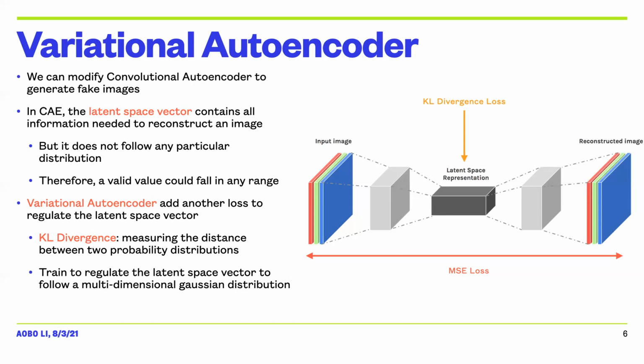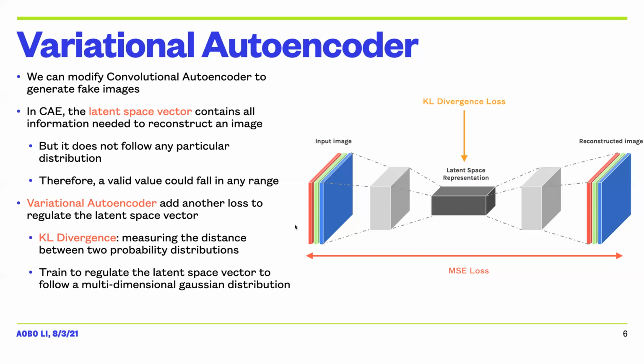And this loss is what we call a KL divergence loss. A KL divergence loss basically measures the distance between two probability distributions. So what we want to do is to regulate this latent space vector, which has the number of dimensions we define. For example, it can be 3-dimensional, 192-dimensional. We want to train this latent space vector to follow a multi-dimensional Gaussian distribution.